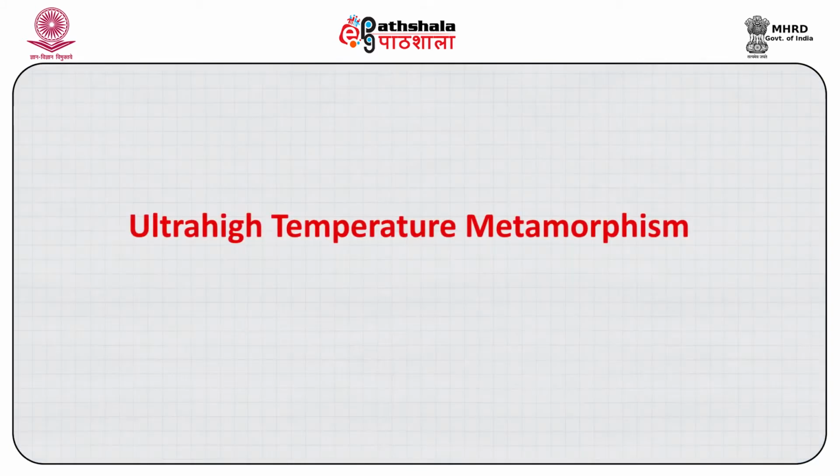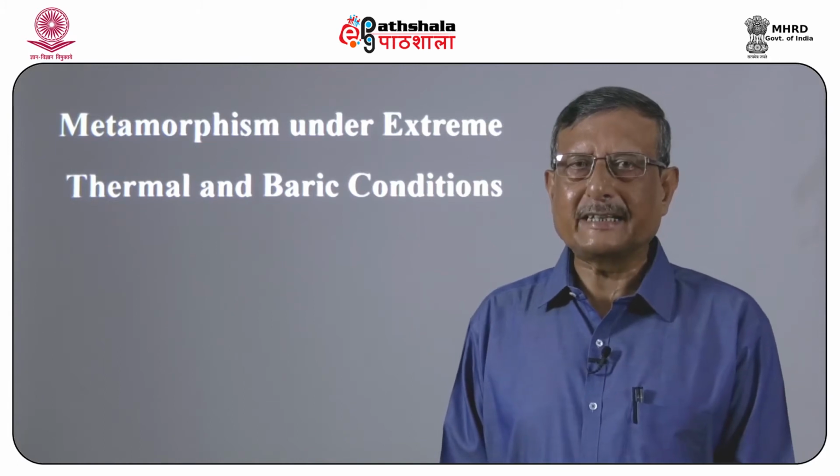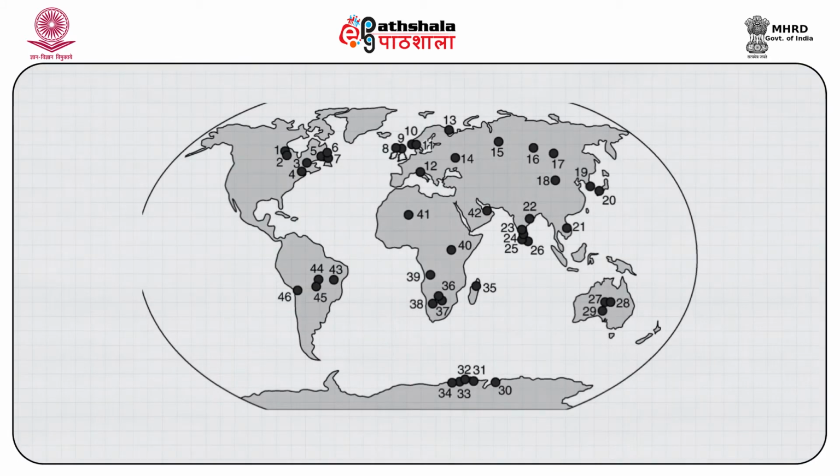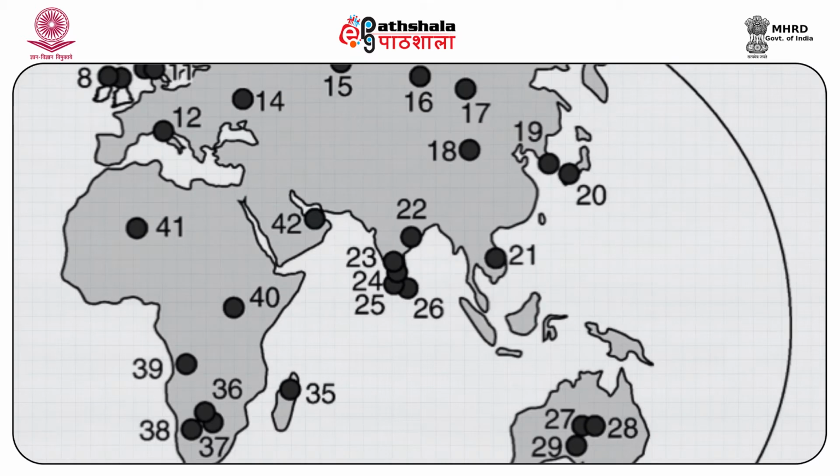Let us now look at the UHT metamorphism. In figure 14.18, I have given you a global map showing the occurrences of UHT metamorphism as described so far. There are more than 60 of such occurrences. Now, look at the map of India. You will see several black dots. So, it means that a lot of cases of UHT metamorphism have been described from India as well.